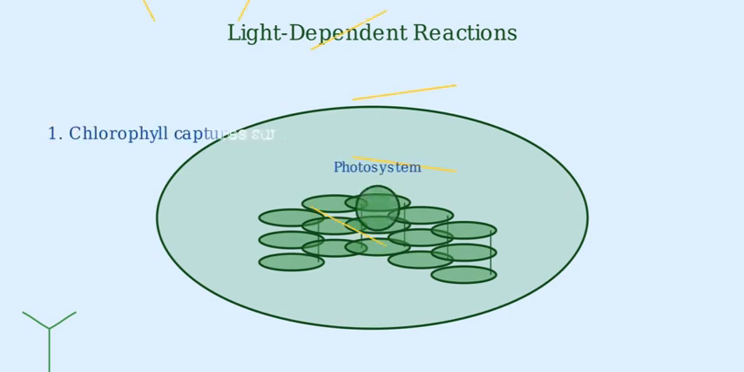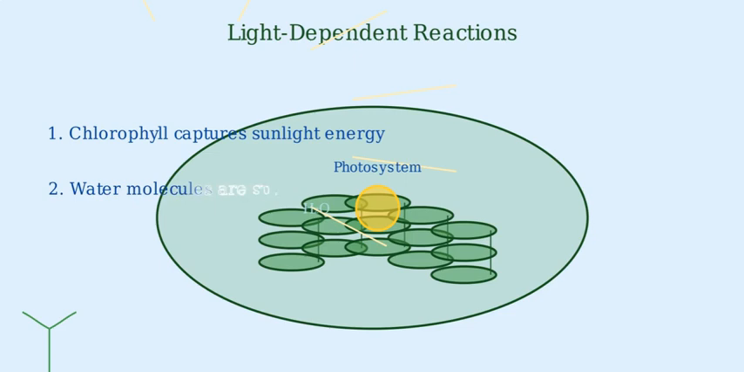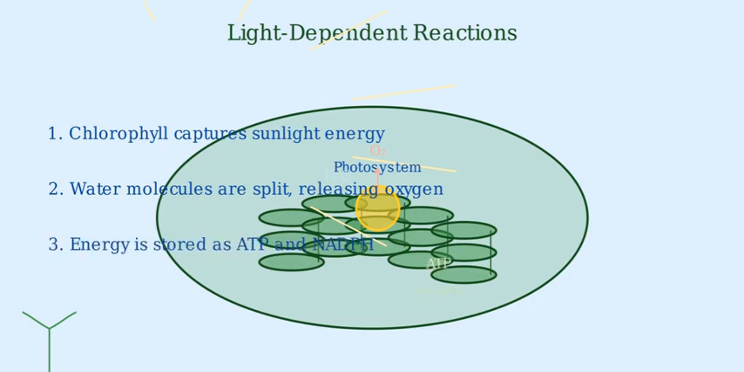In these reactions, sunlight is captured by chlorophyll molecules within structures called photosystems. The captured light energy is used to split water molecules, releasing oxygen as a byproduct. This is why plants produce oxygen for our atmosphere. The energy from sunlight is converted into chemical energy in the form of ATP and NADPH, which will be used in the next stage.